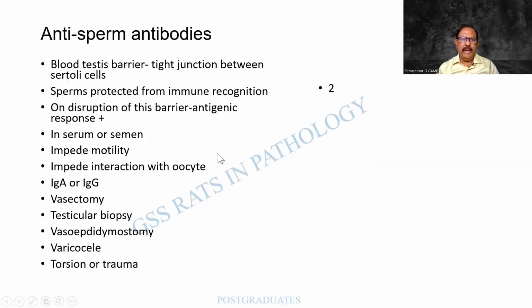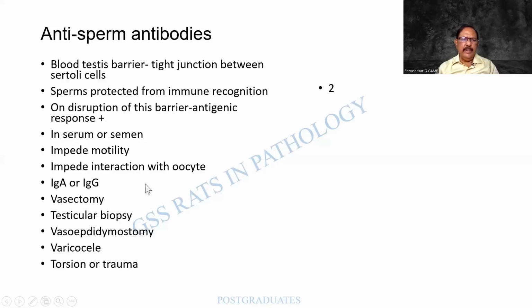Anti-sperm antibodies are important. As I had been mentioning earlier, there is usually a tight junction between the Sertoli cells, but once the spermatozoa are released to the exterior, there is a production of antibodies. There is a story of mumps. There will be sperm immobilizing antibodies, but they become active only when the patient attains the reproductive age group. So they impede the motility. Usually it is the IgG or the IgM.